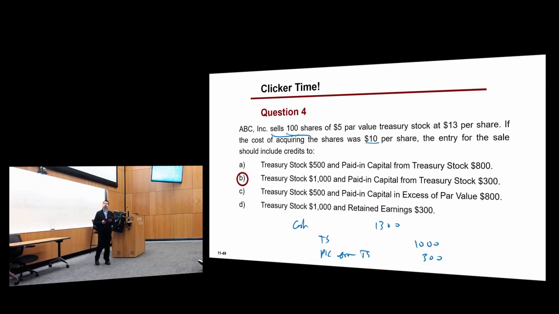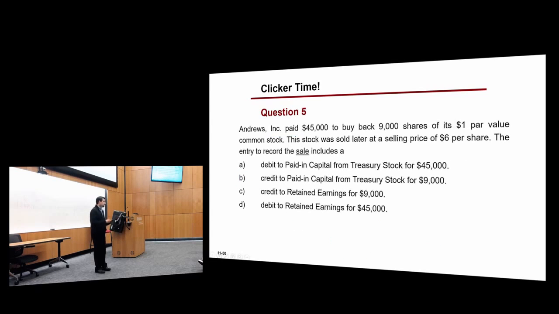So this is why it will be a credit to treasury stock and paid-in capital. This is a similar problem. Again, those are problems that are very similar to the ones that you might have in the final exam. Okay?